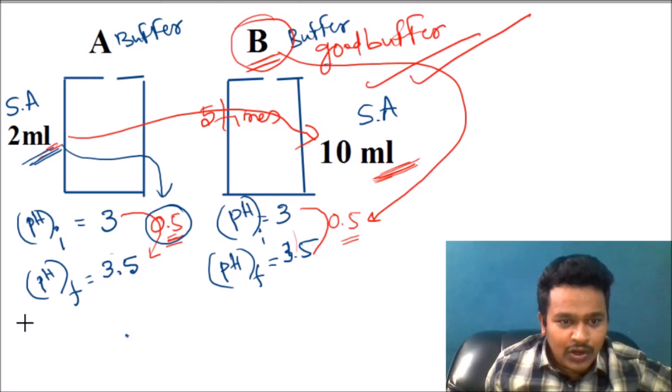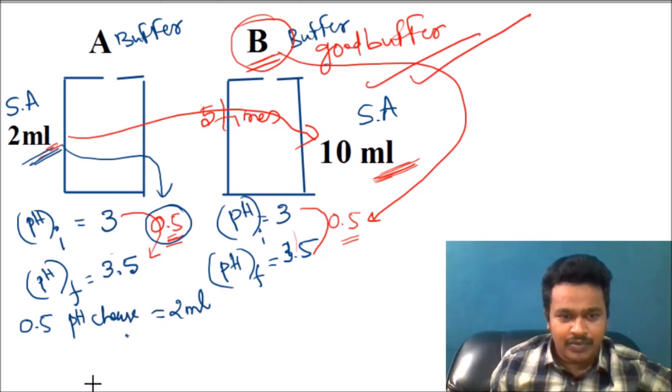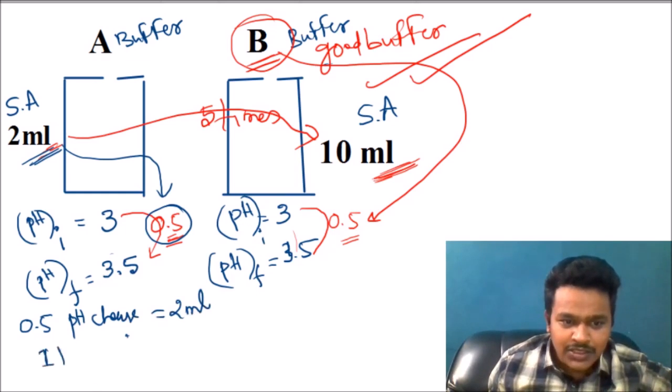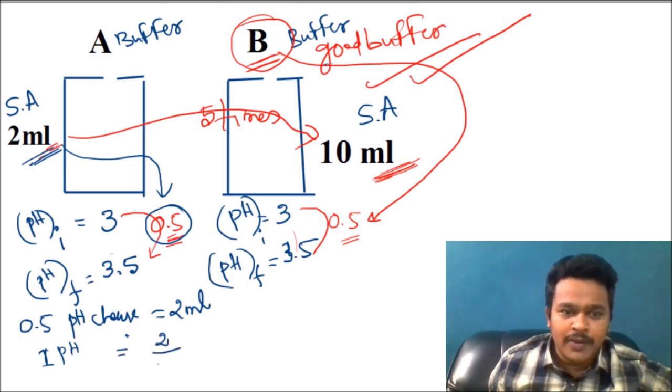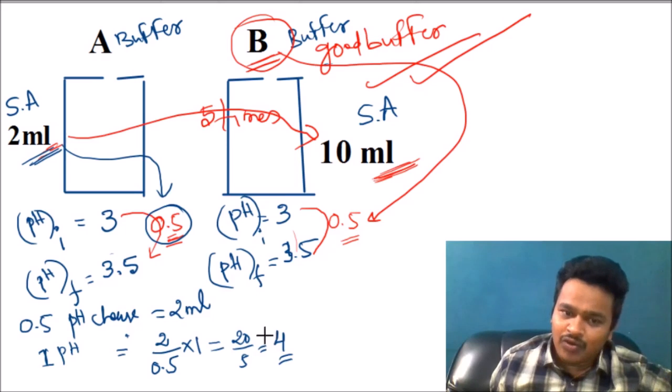So what I am writing, for 0.5 pH change, how many ml required? 2 ml required. For 1 pH change, how many ml required? So 2 by 0.5 into 1. This is our calculation. Here you are doing the calculation, 20 by 5. This will be 4. This is 4.